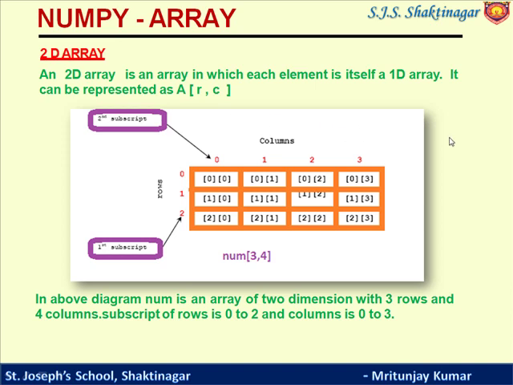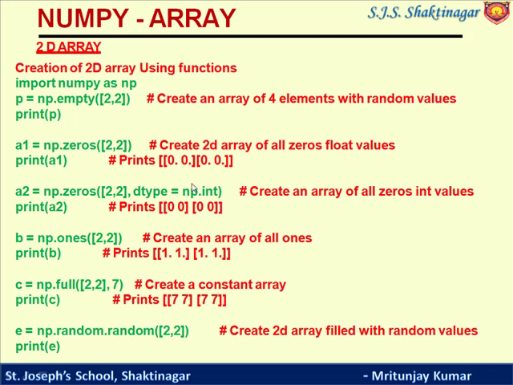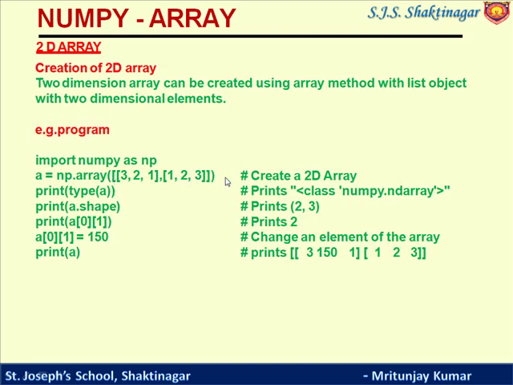How will we create this 2D array? A 2D array can be created using the array method with a list object with 2-dimensional elements. See in the example: import numpy as np, a is equal to np.array, and in brackets you can see array is a function, so there is a parenthesis. This square bracket encloses the whole array, that is a 2D array. In this 2D array there are 2 dimensions. One dimension is this and the second dimension is this.